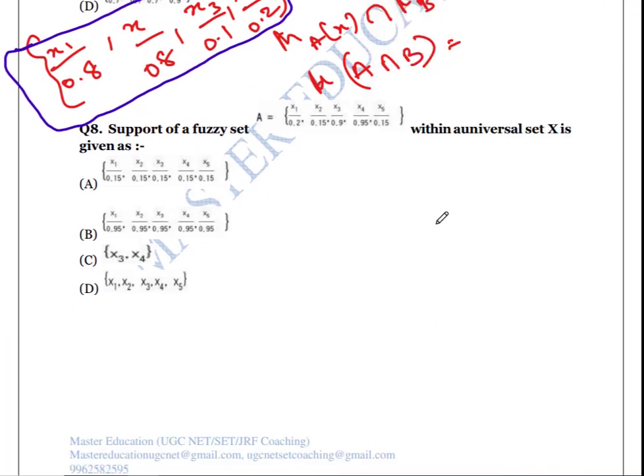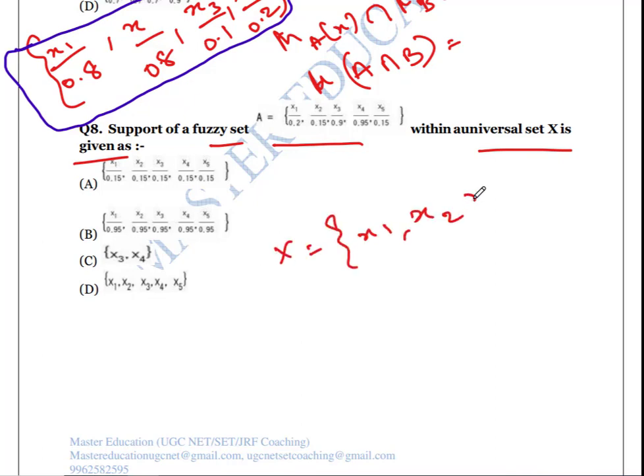The next question, the same concept. Suppose a fuzzy set A equals some values within a universal set X. So these all come under the universal set. You just have to tell that X. So X equals X1, X2, X3, X4 and X5. So this will come under the universal set. So option D is the correct answer.